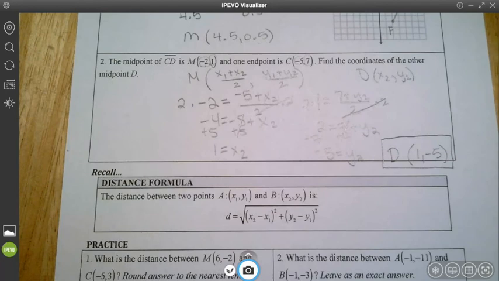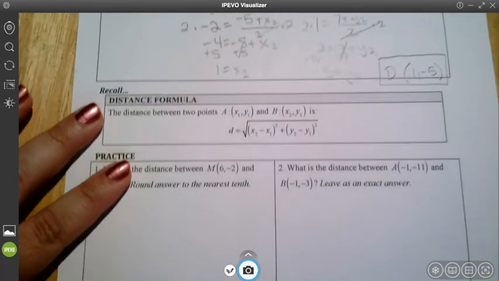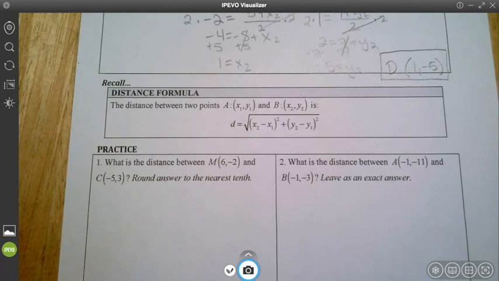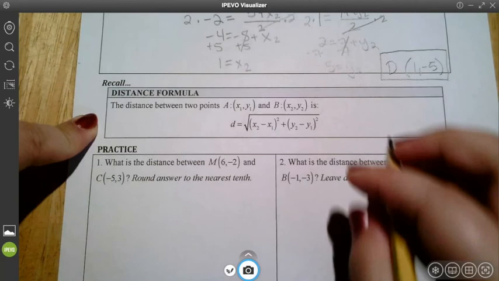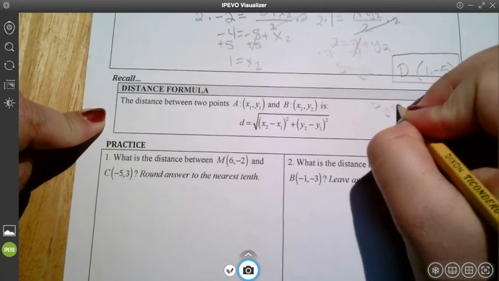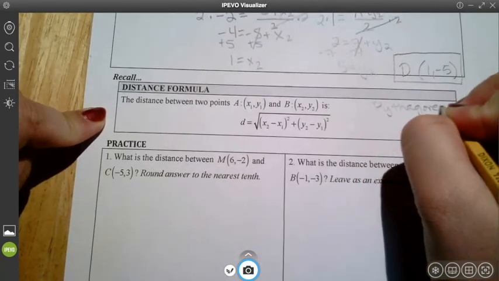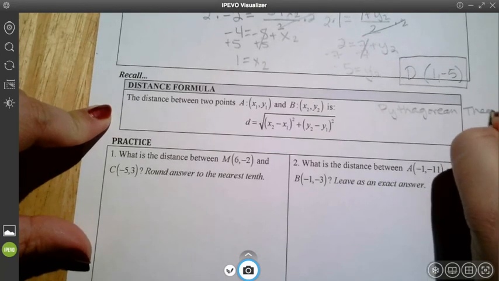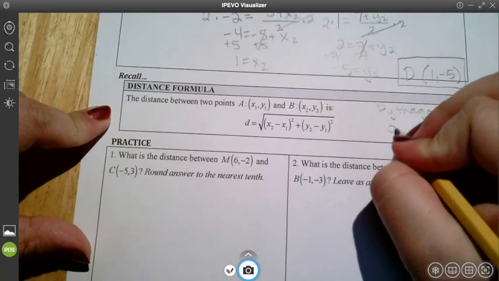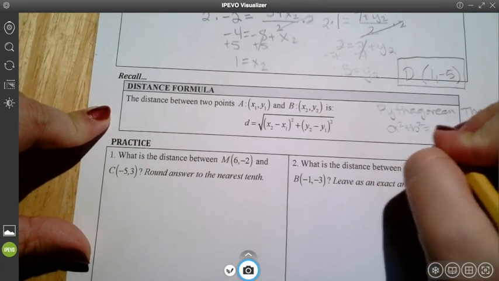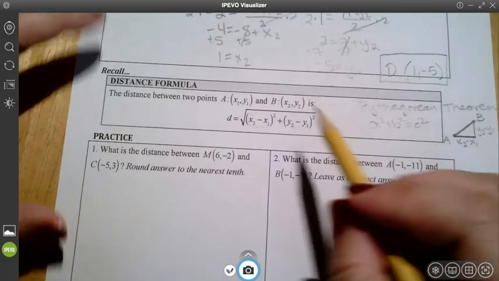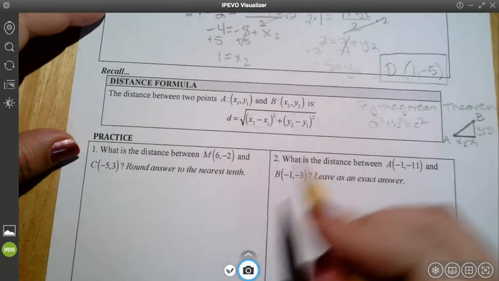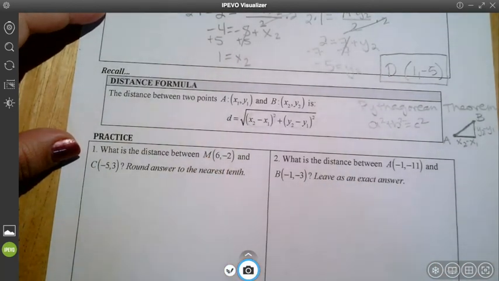Okay, so that's midpoint and using midpoint. Next, we'd like to talk about distance. So the distance formula, you might have seen this before. It comes from the Pythagorean theorem, which states a squared plus b squared equals c squared. I'm not going to derive the whole thing for you. So let's see if we can find the distance between m and c.